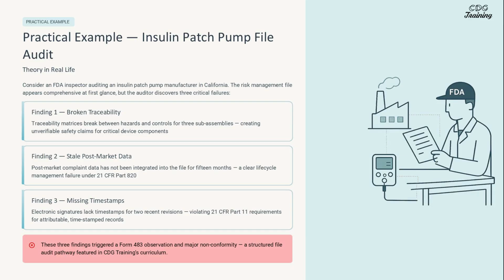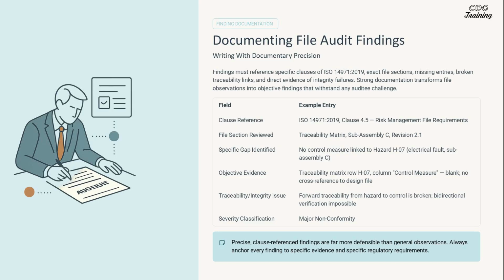Consider an FDA inspector auditing an insulin patch pump manufacturer. The audit reveals critical findings, emphasizing the importance of structured file audits. Findings must reference specific clauses of ISO 14971-2019, transforming them into objective evidence that strengthens the audit report.